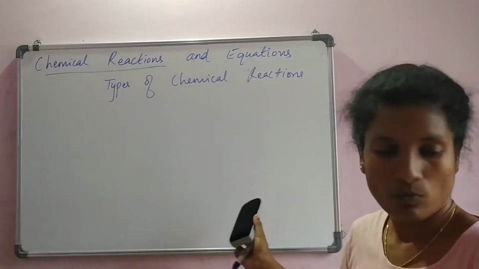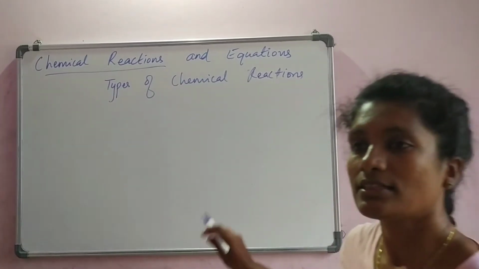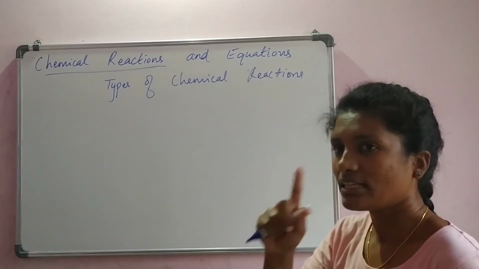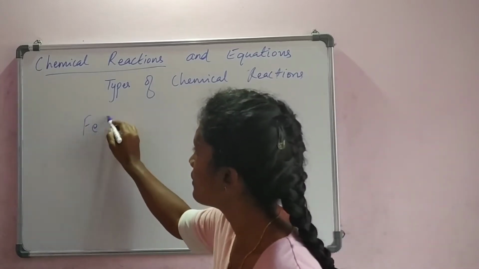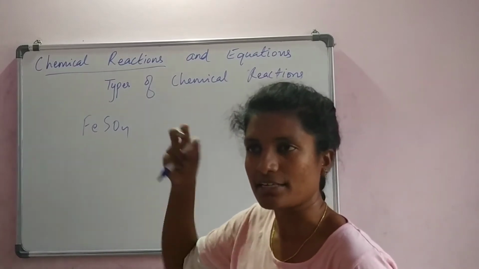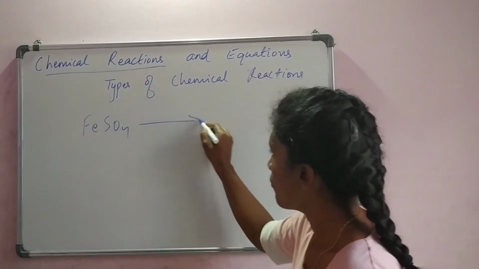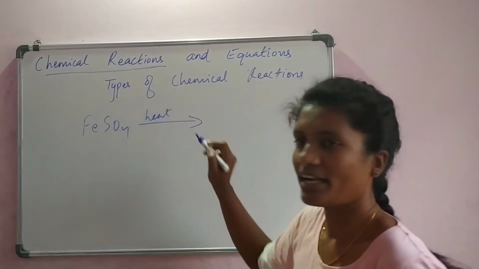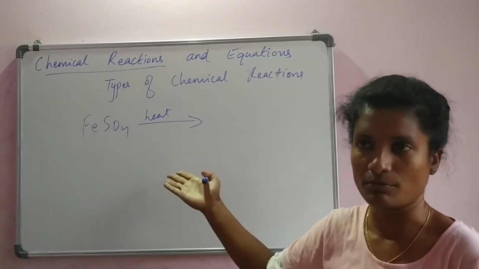So which kind of example is it? It is thermal decomposition because there was a single reactant. We cannot say this as a reactant, it's a single substance. Now, what did we do? We provided heat. So hence this is a thermal decomposition.